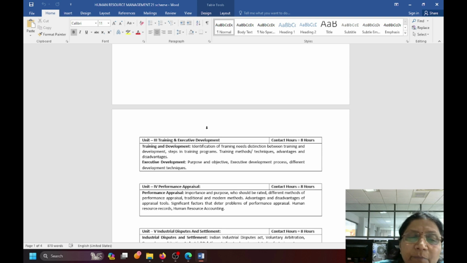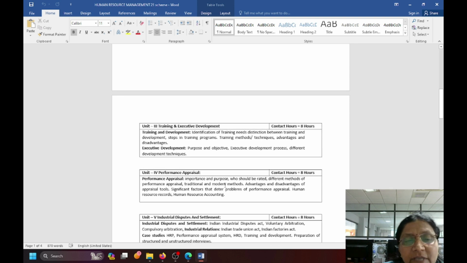Various different types of training processes are available, and you are going to learn the steps in training programs, the training methods, and the advantages and disadvantages of the various training methods. And for executive development, the purpose, objective, process and various techniques you are also going to learn in the third chapter. Then the fourth chapter is performance appraisal.